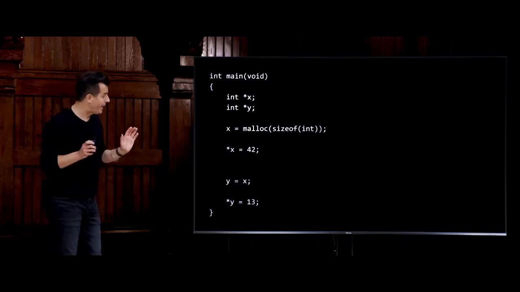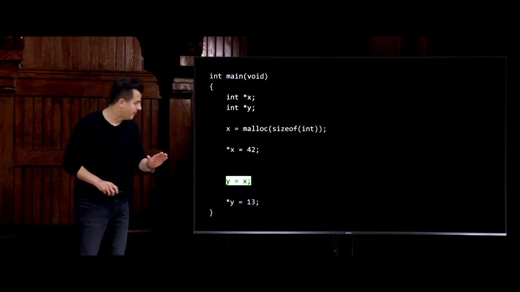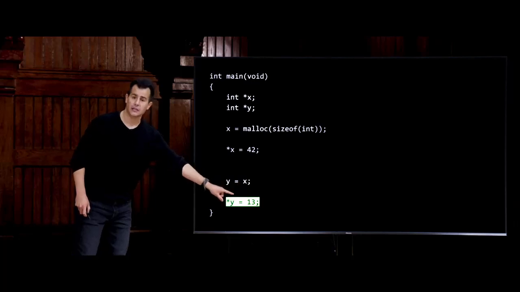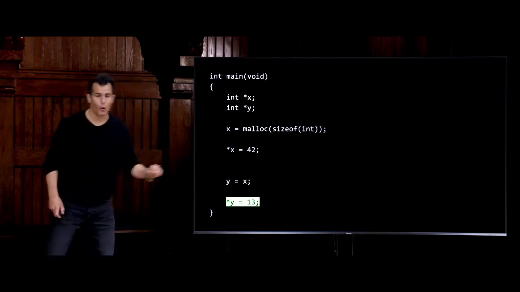The other lines here are OK. Eventually, I get around to copying x into y, giving it a valid value, and then going to y and assigning it the number 13. So that one line of code was the problematic one ultimately.